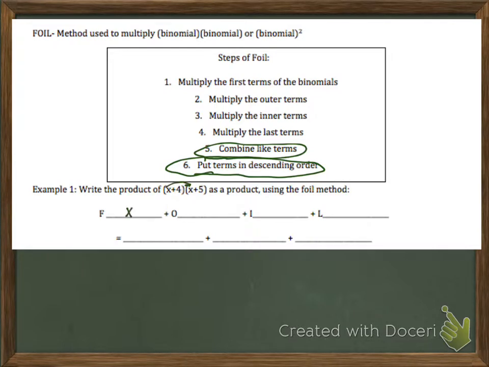That's going to give us x squared. Our outer terms, that's x times 5, which is going to give us 5x. Our inner terms, 4 times x, that's 4x. And our last terms, 4 times 5 gives us 20. Then we take the step to combine our like terms, and we have like terms of 5x and 4x. So that gives us x squared plus 9x plus 20.